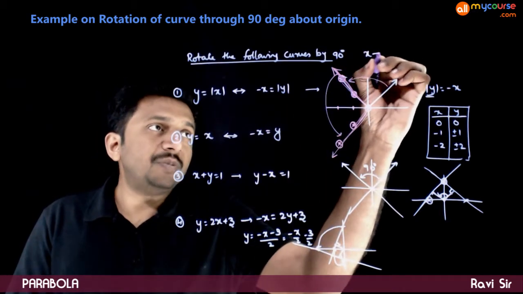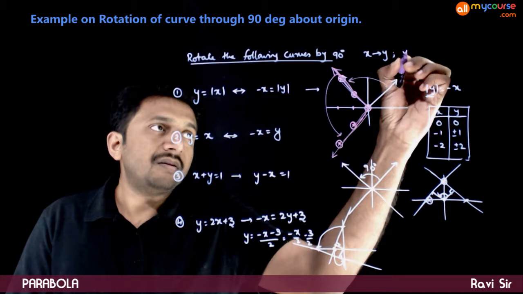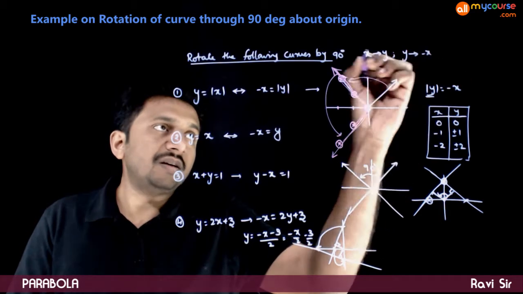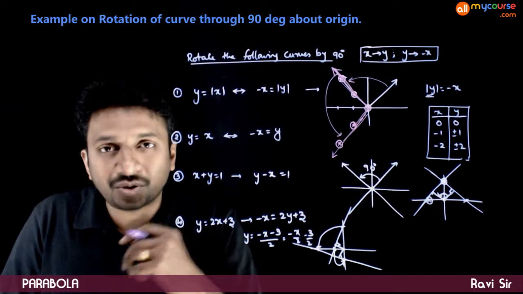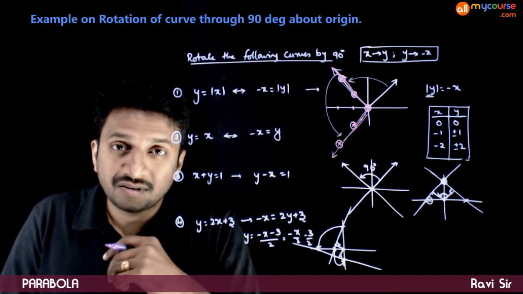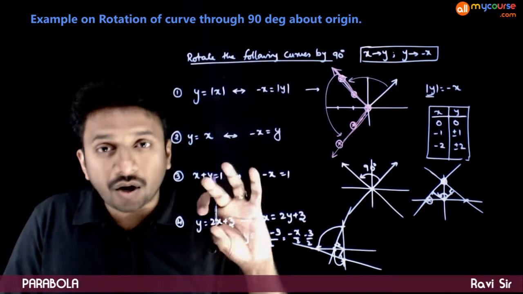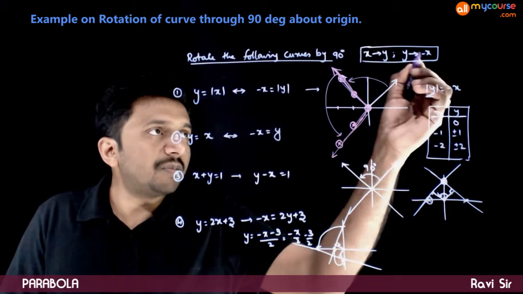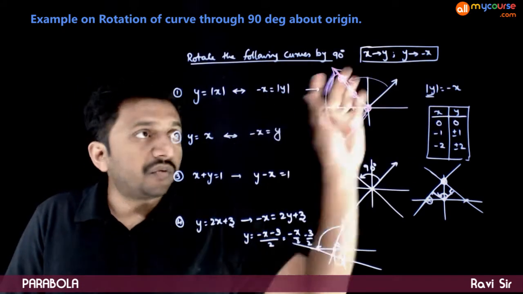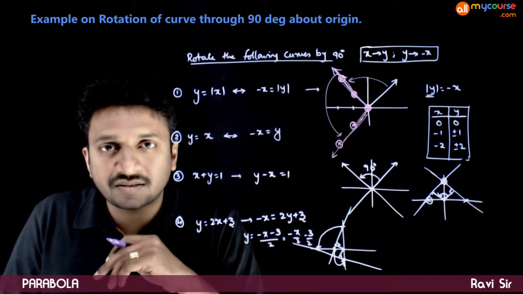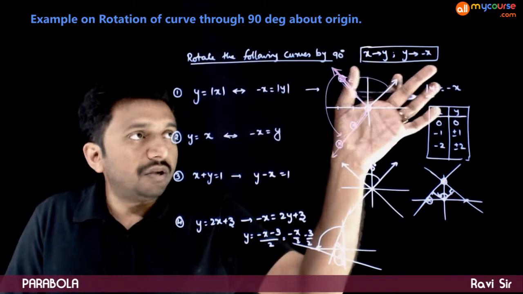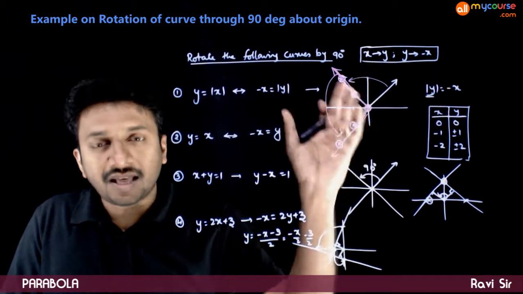So x has to be replaced with y, and y has to be replaced with minus x to obtain 90 degrees rotation counterclockwise. So remember this: if you want a clockwise rotation, just this minus comes here. If you want a clockwise rotation, x becomes minus y and y becomes x. So you remember this perfectly and others can be obtained.